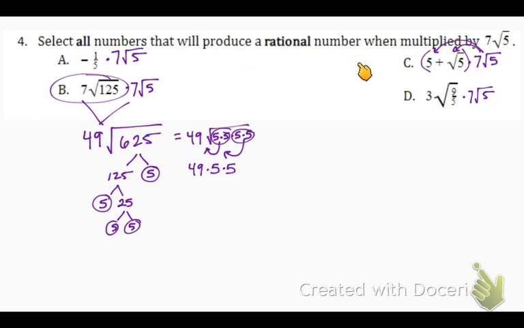I'm going to let you look at these other ones. That's not necessarily the only answer. It says to select all numbers that produce a rational number. So any of these other ones that also produce a rational number, you should select as well. So think about all of those, and then go ahead and put your answers down for those.